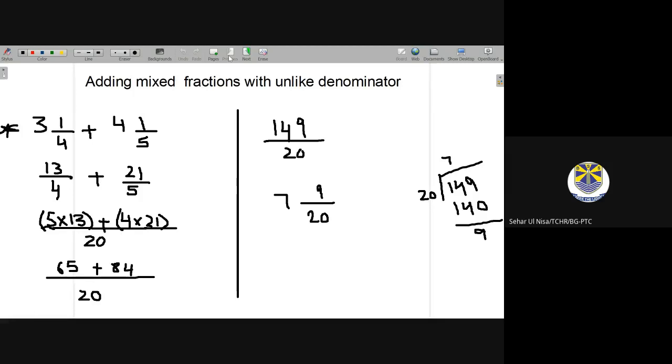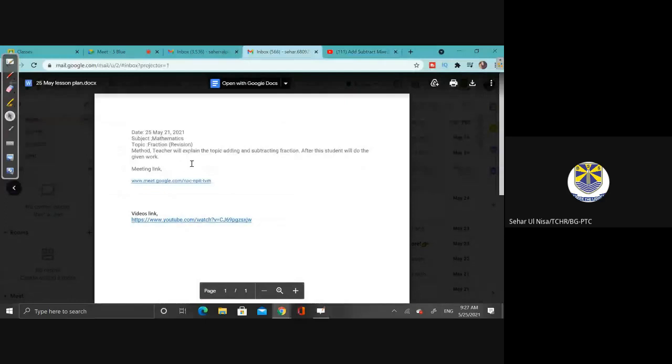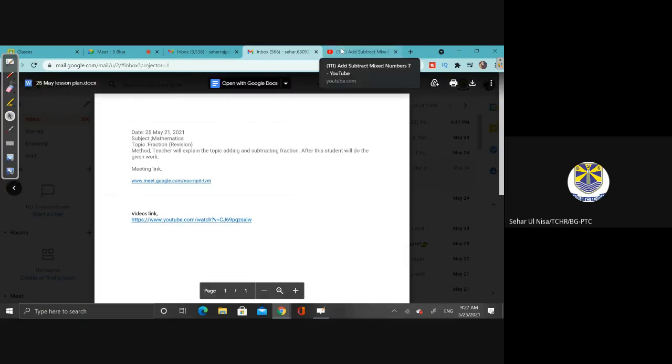So you can choose any method, but it is up to you which method you prefer. So class, this is my lesson of fraction, and the topic was adding mixed fractions with unlike denominators. If you have any questions, you can stay.